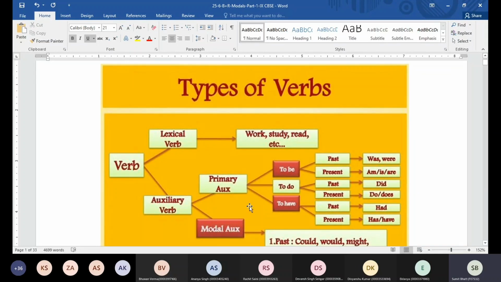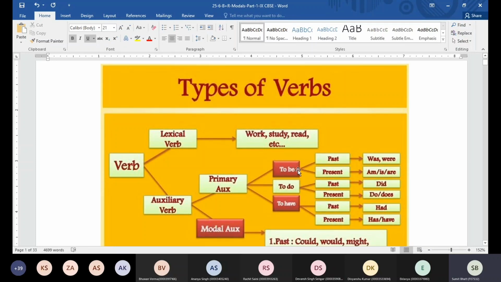Then we have auxiliary verbs, guys. Auxiliary verbs can further be divided into two parts. One is primary auxiliaries or primary helping verbs. Second is modal auxiliary or modal helping verbs. Now, primary auxiliaries can be further divided into three parts: to be, to do, and to have. Now again, to be is of two types, past and present. To do is of two types, past and present. To have is also of two types, past and present.